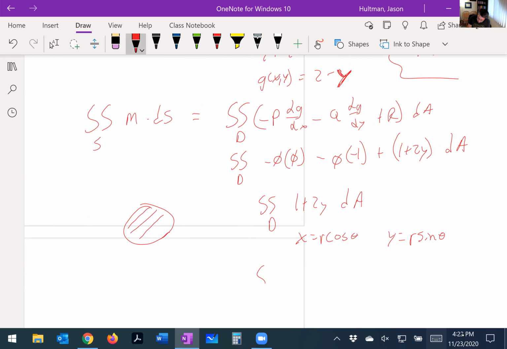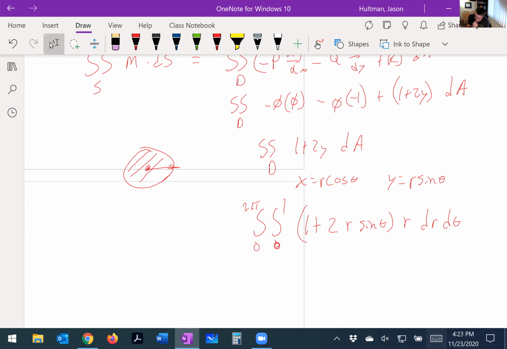So this thing becomes r from 0 to 1, and theta from 0 to 2 pi, because it's going all the way around. This is 1 plus 2r sine theta times r dr d theta. Don't forget the extra r there. So this becomes r plus 2r squared sine theta, integrated from 0 to 1, 0 to 2 pi, dr d theta.